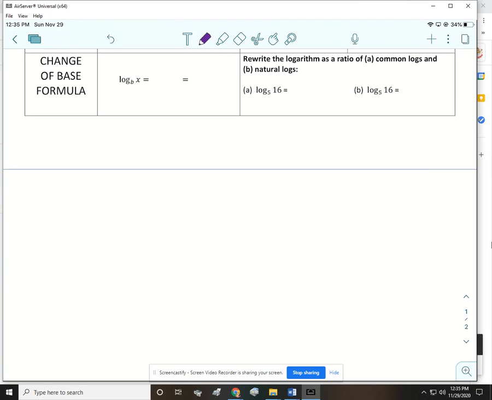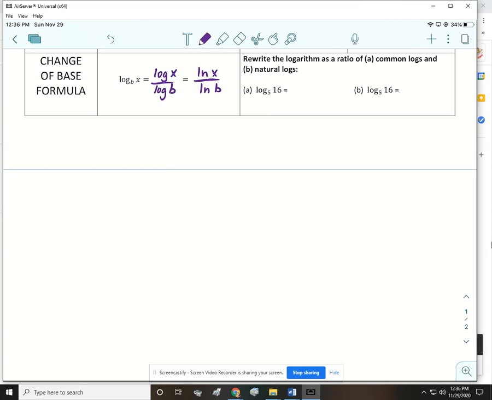But if we have log base b of x, we want to rewrite it with a different base. The bases you usually use are base 10, the common log, or base e, the natural log. So what we do is the numerator is going to be log of the argument, the x part, over log of the base. So that is the common log that you don't have to write. You also can write it as natural log. So it's the natural log of the argument over natural log of the base.